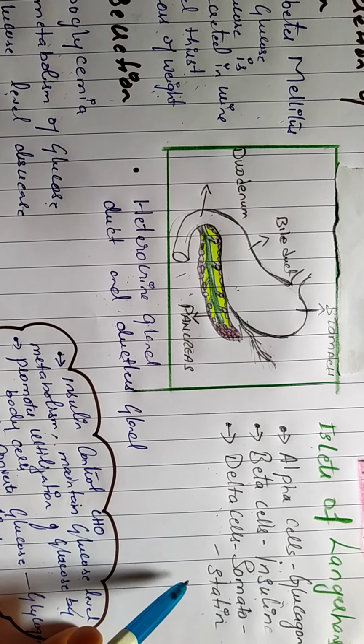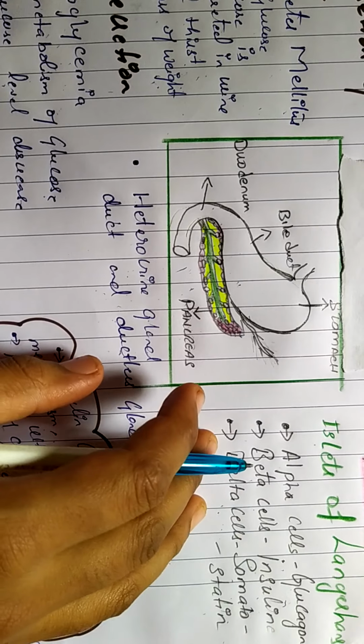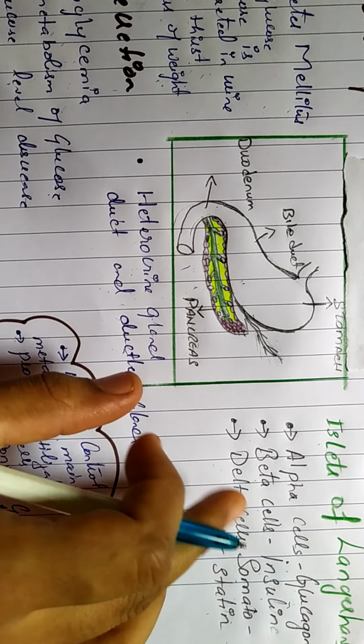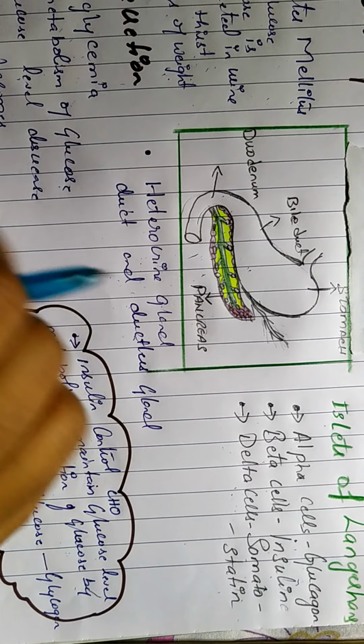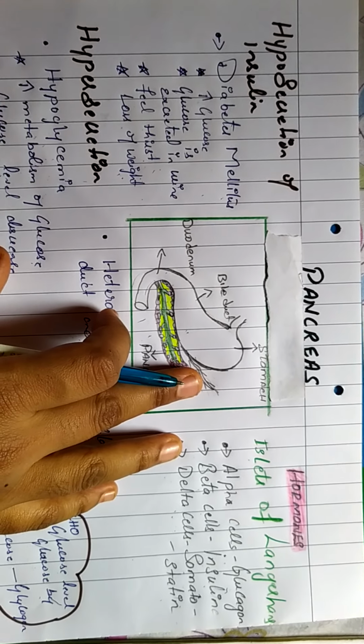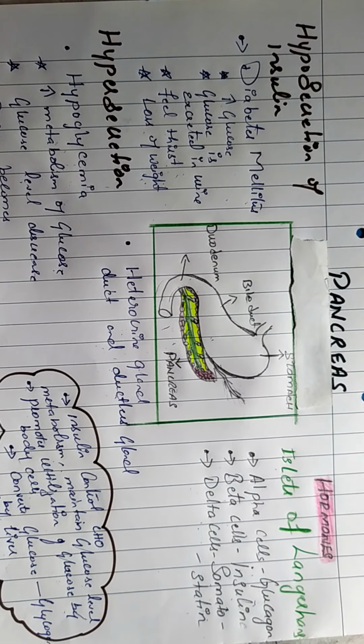Then the third one is somatostatin, secreted by the delta cells. It helps to inhibit the secretion of insulin and glucagon in the body. So these are the pancreas gland details. I hope you all got it.